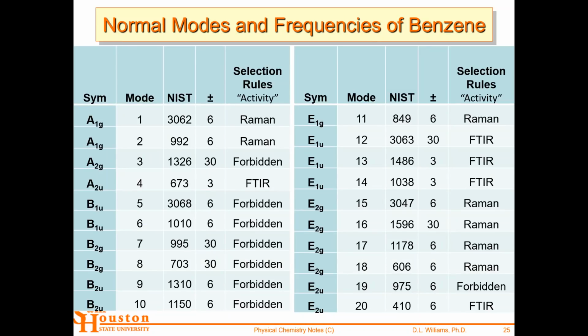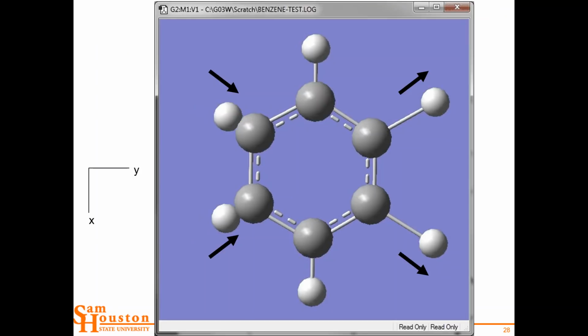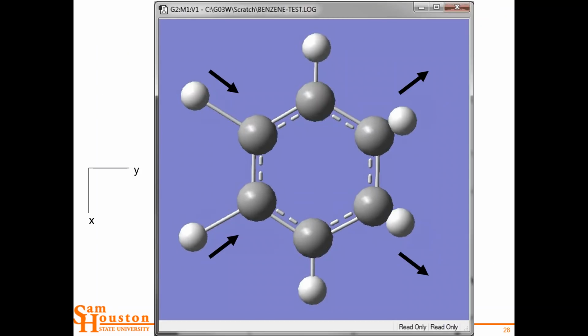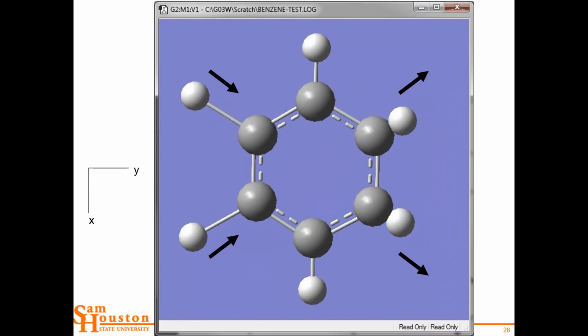You can do the same thing with benzene on your own. This little website shown here will take you to a place where you see all of the benzene vibrational modes. You can look at those, you can turn them around, you can see the ring deformations and so on.